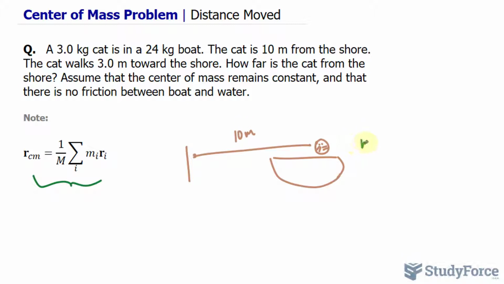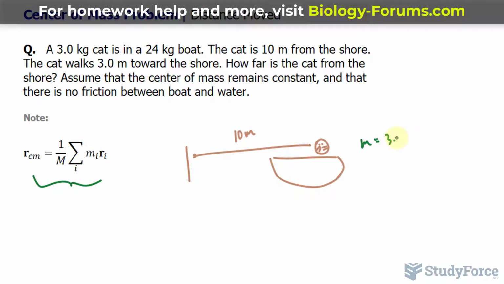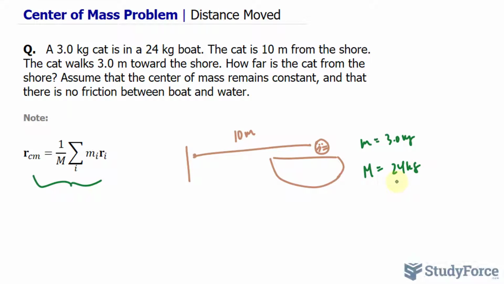What's also important to mention is that the cat has a mass of 3.0 kilograms, and the boat, which I'll represent with capital M, has a mass of 24 kilograms. We don't know the distance from the center of mass of this boat to the shore. So I'll represent that as x sub b.